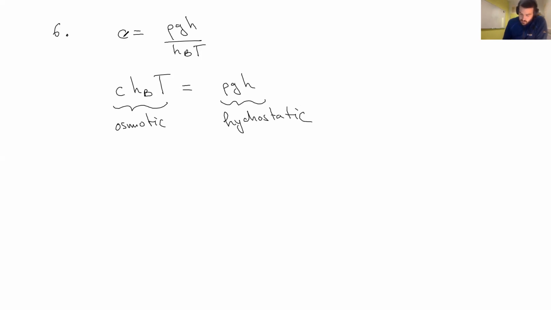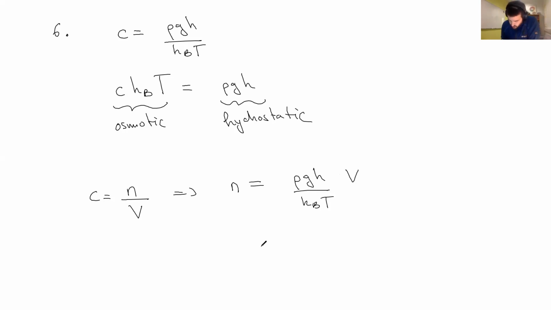And so in my situation, C is equal to the number of droplets divided by the total volume. So I end up with the relation that is providing the number of droplets in my situation: rho g h over k_B T, times V. And so we can estimate it now. What is the total number of oil droplets?